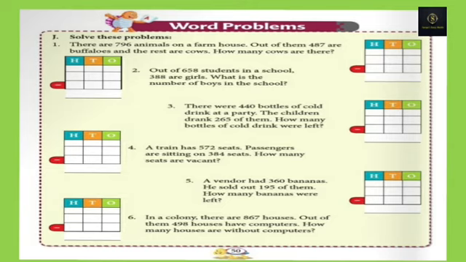Out of 658 students in a school, 388 are girls. What is the number of boys in the school? So here we have to find number of boys in a school. So we will do the subtraction of this word problem. Which number is greater in the question? Yes, 658. So our first statement will be number of students in a school.